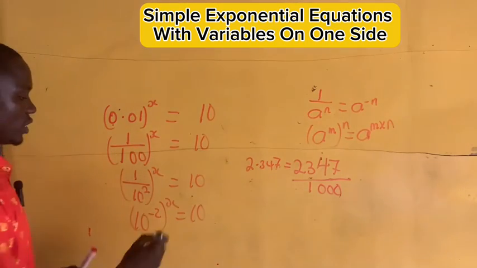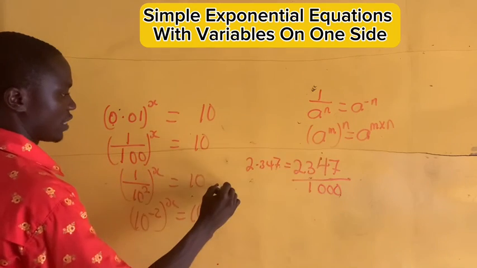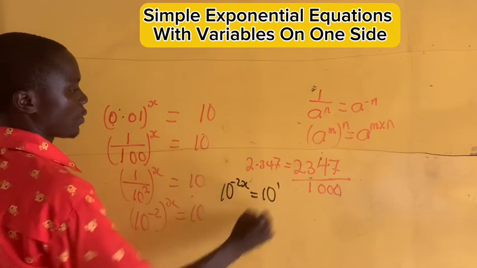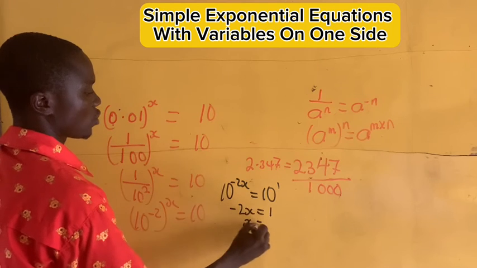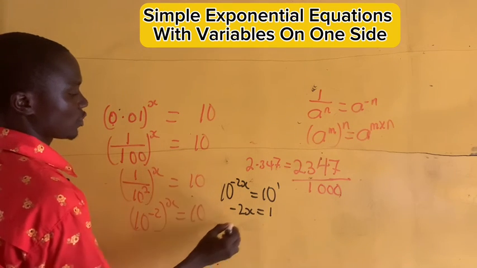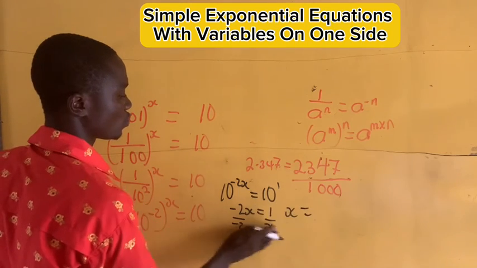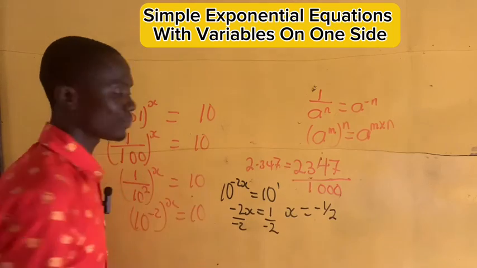Now, we take negative 2 times x. So we have 10 power negative 2x equals 10, and here is power 1. So negative 2x equals 1. x equals, sorry, divided by negative 2 and divided by negative 2. So we have x equal to negative 1 over 2.